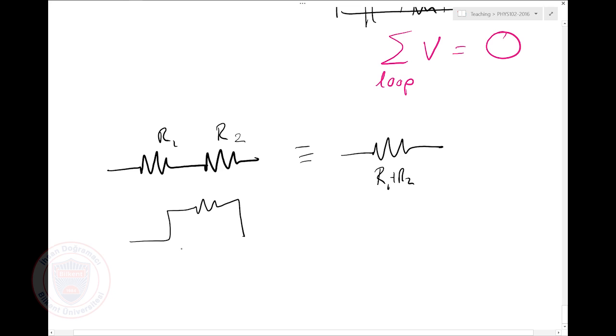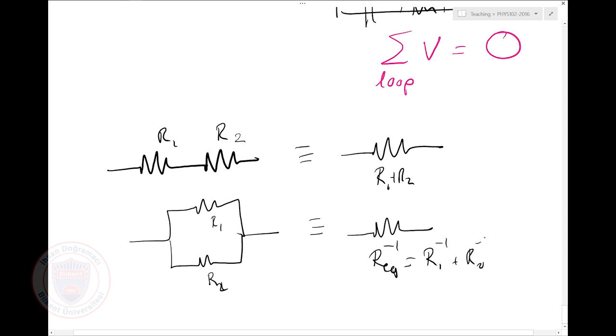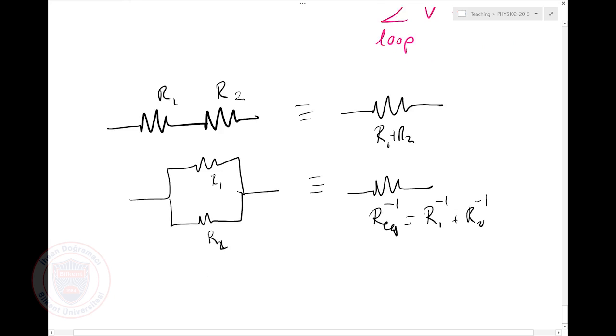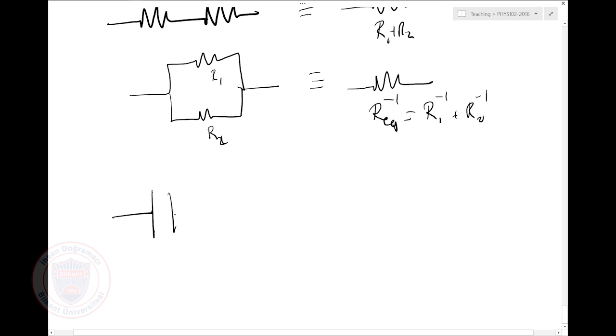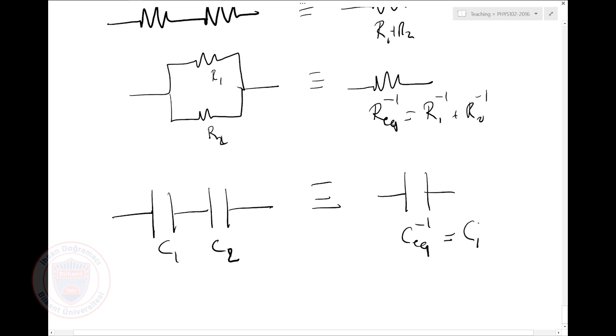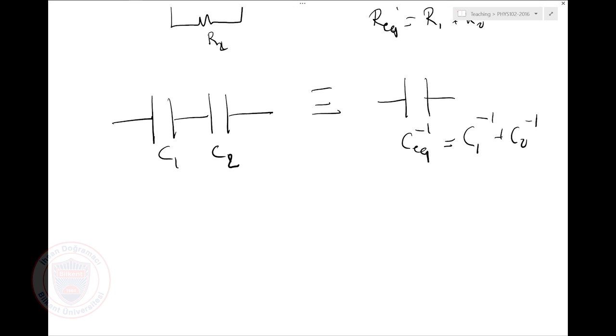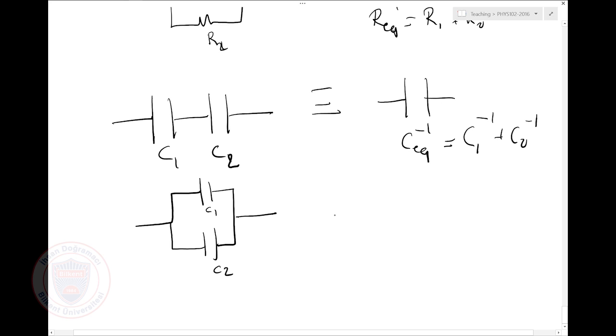And if I had two resistors in parallel, that was equivalent to the sum of the inverses of these two resistors. How about for capacitors? For capacitors, the rule was reversed. If I have C1 and C2 in series, then C equivalent inverse would be C1 inverse plus C2 inverse. And if I had two capacitors in parallel, then C equivalent was just C1 plus C2.